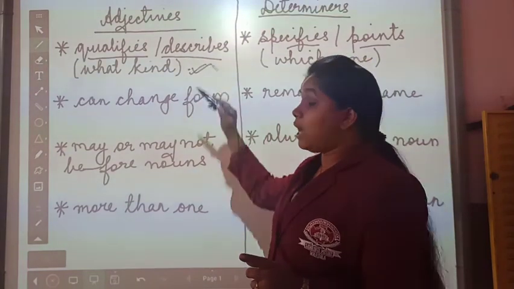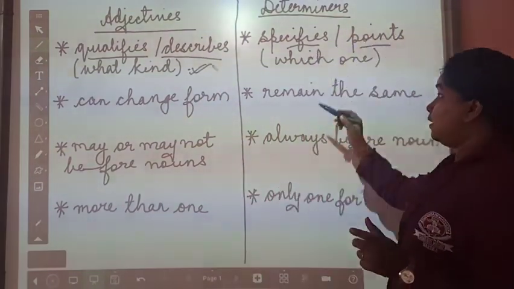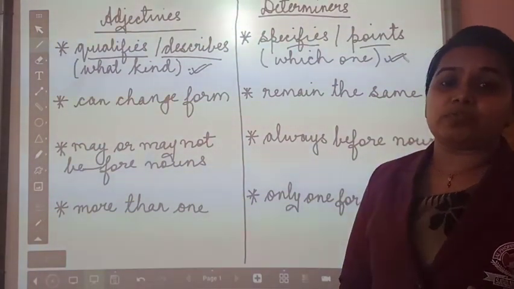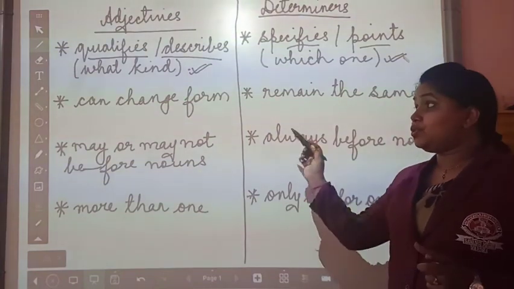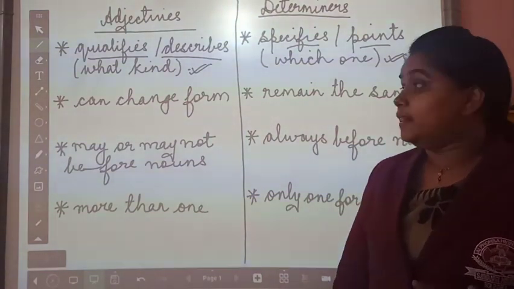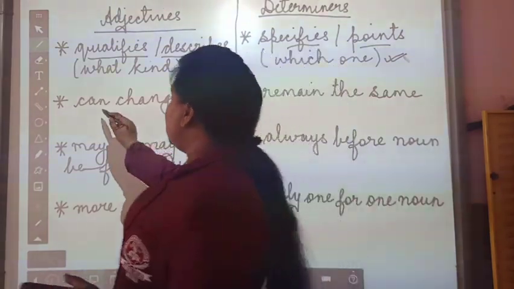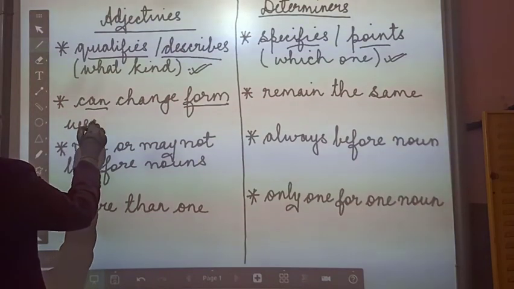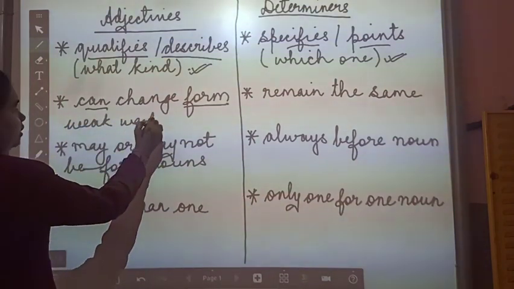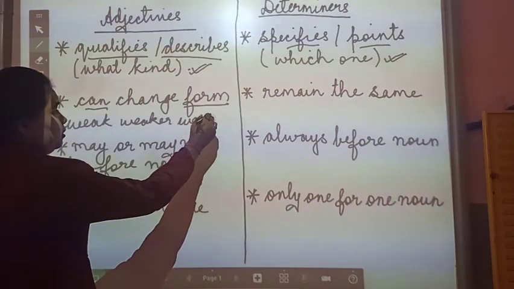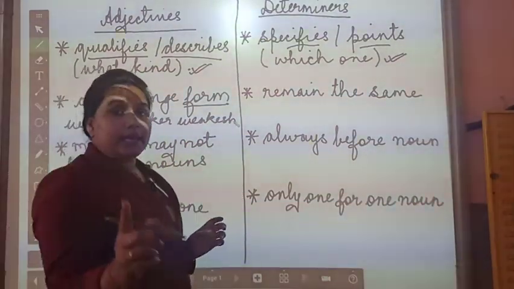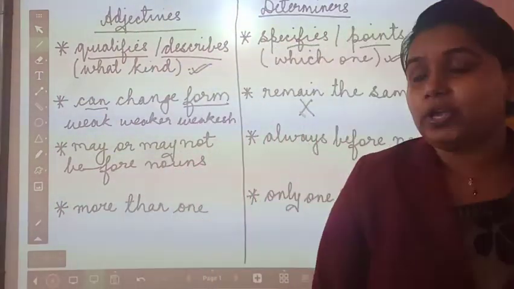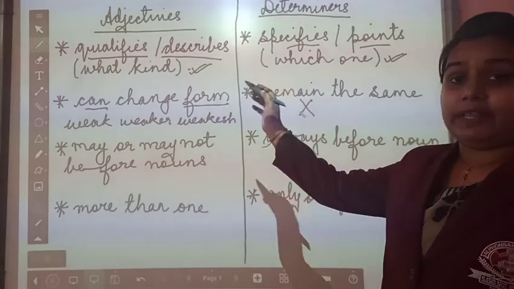It talks about what kind of noun, and here determiners talk about which one of the nouns we are pointing out or we are talking about. So this is the basic difference. Okay, next one is adjectives can change form. If you remember, there have been three forms of these, like weak, weaker, weakest. Okay, but in determiners there is no form. They remain the same.